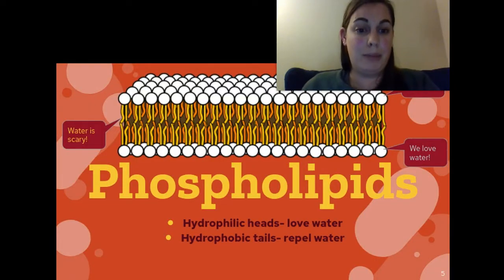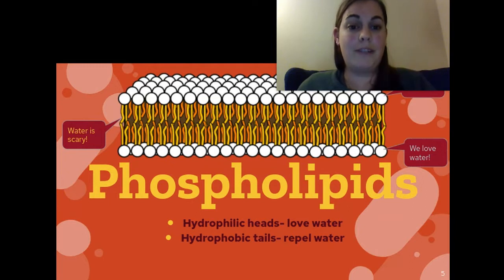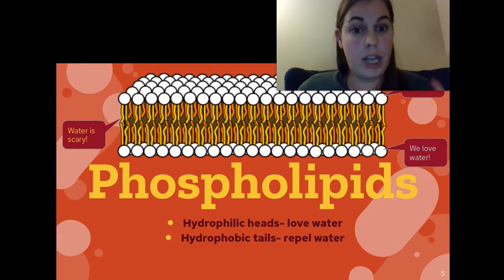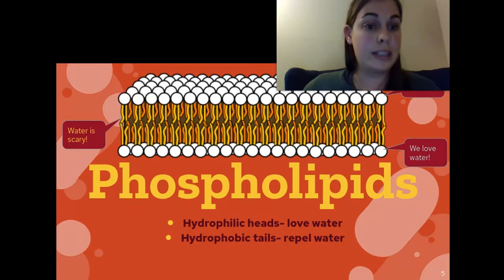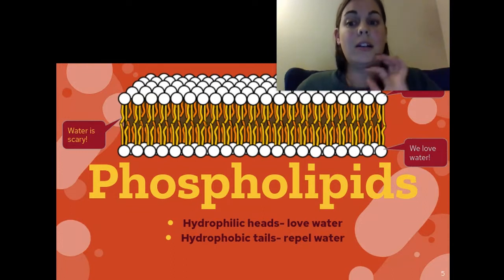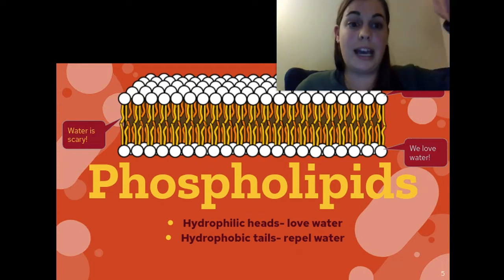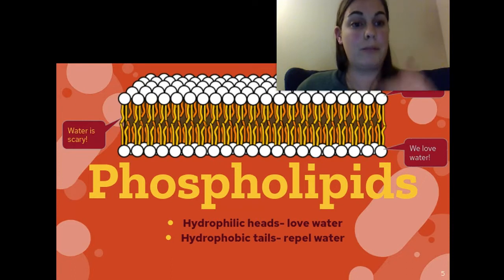Our phospholipids are made up of 2 parts. We have our hydrophilic heads. So these white circles here are the heads of the phospholipid. They love water. They want to be around water. They want to be exposed to water. Now, the yellow and orange here are the tails. Those push water away. Water is scary. They want to get rid of it. It is not great to be around. So my phospholipids have these 2 parts, the head that likes water and the tails that repel water. That's the main part of a cell membrane.